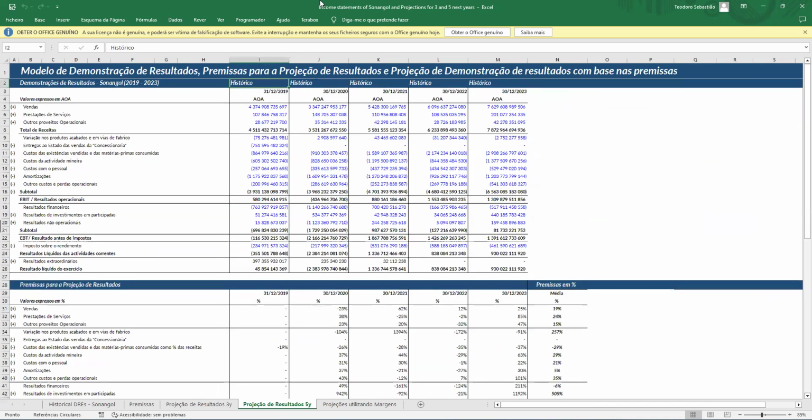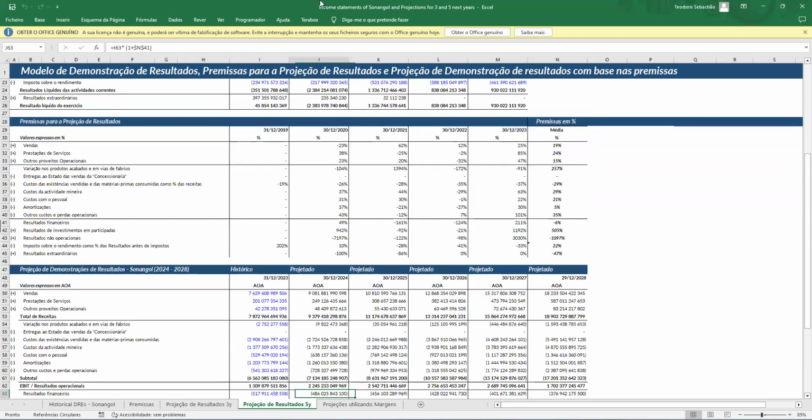And we have here the forecast for the next 5 years based on the past 5 years, also historical income statement, as we have here: 2019, 2020, 2021, 2022, 2023. And I just did the assumptions as I told you guys yesterday and explained those assumptions.